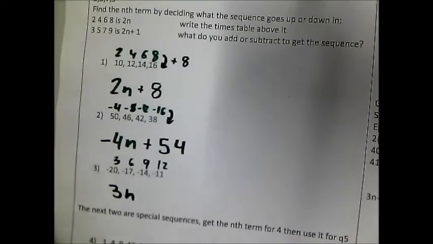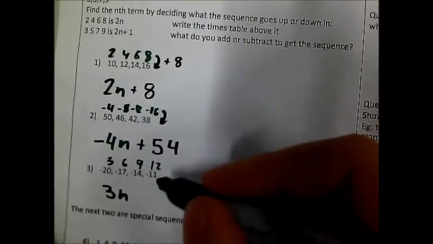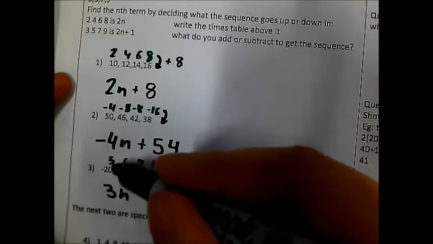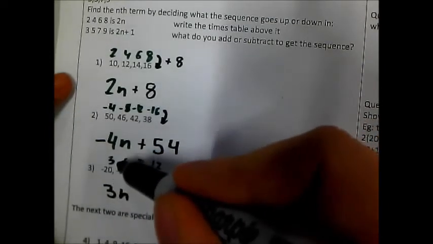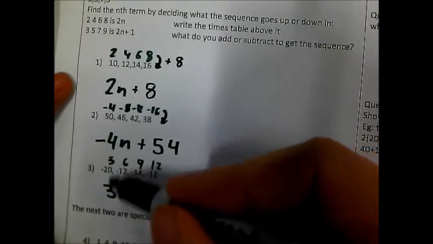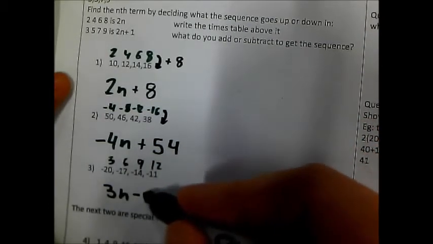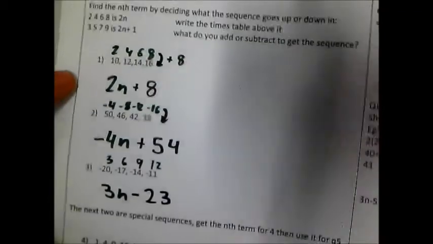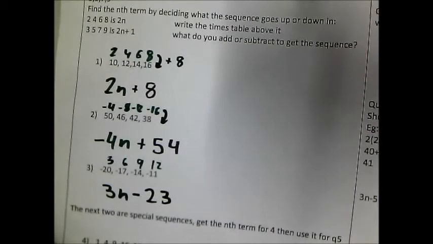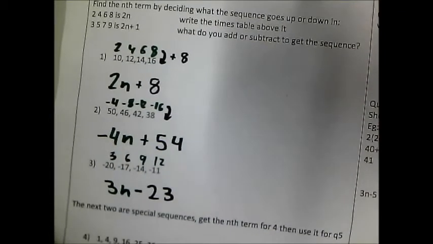And now to go from 3 down to 0, I need to take away 3. And then to go from 0 to negative 20, I need to take off another 20. So that's the same as taking away 23. And that is the first section done.